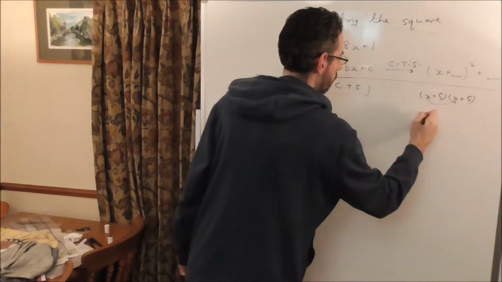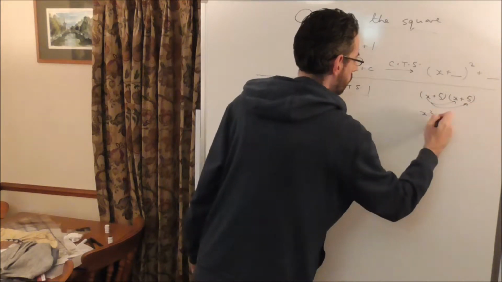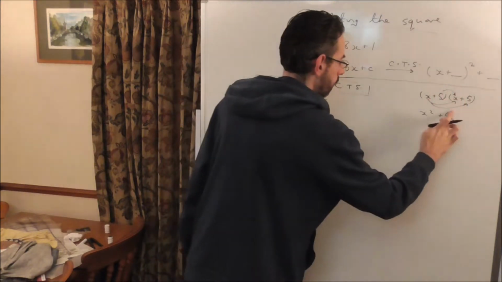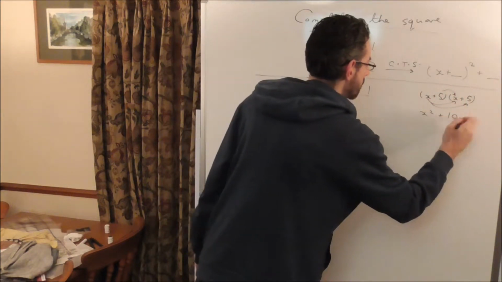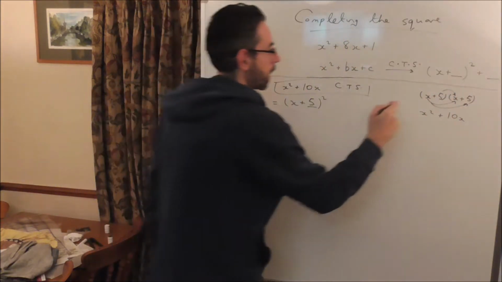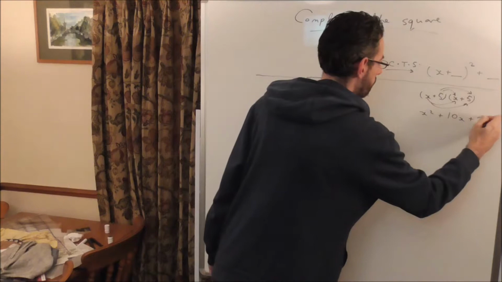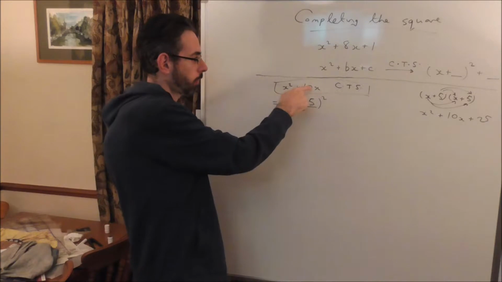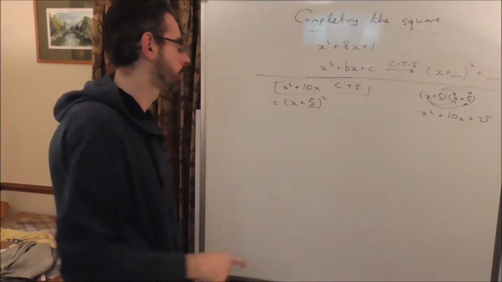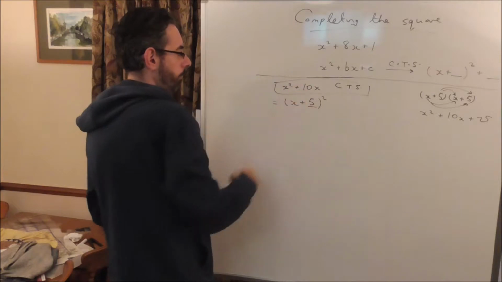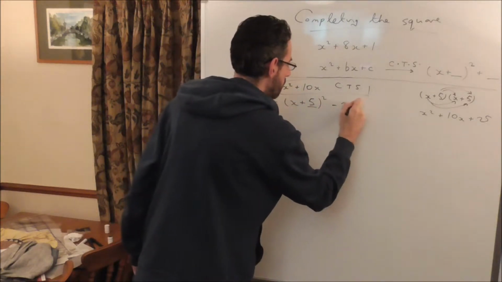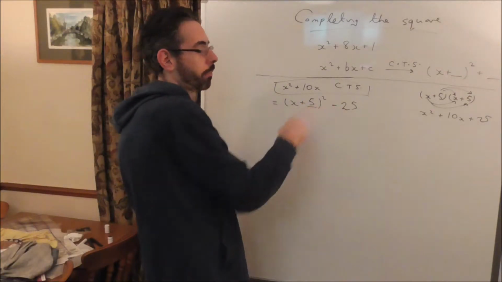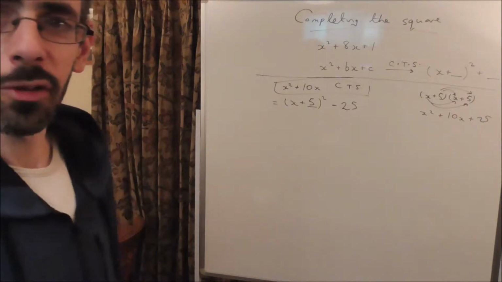So x times x is x squared. X times 5 is 5x, and another 5 times x is another 5x, so that becomes 10x. But we also get 5 times 5, which is 25, which we don't have up here. So to make this the same as that, you just need to take away the 25. Now they're the same. So you just need to take away 5 times 5, 25. And that's it, that's completing the square.